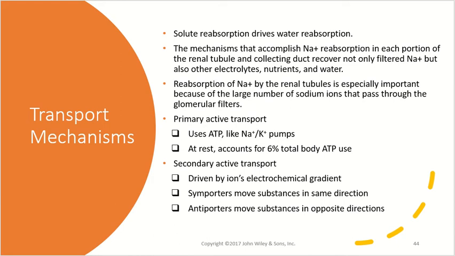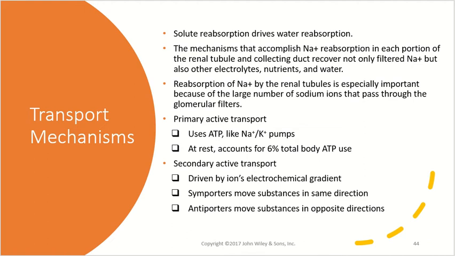Today we are finishing up the last of these lectures, and we're starting with looking at and discussing the transport mechanisms that are involved for the kidneys. So solute reabsorption is going to drive water reabsorption based on osmosis.